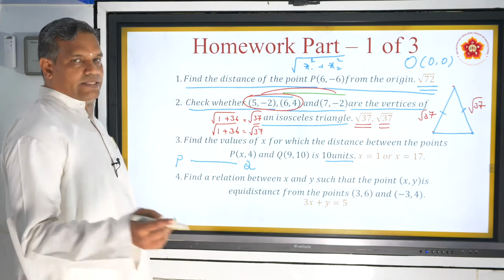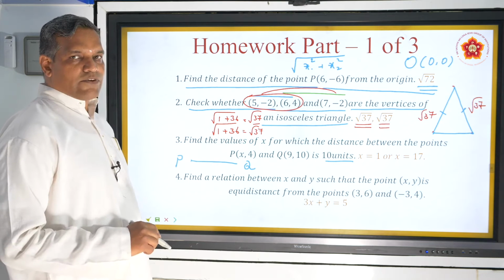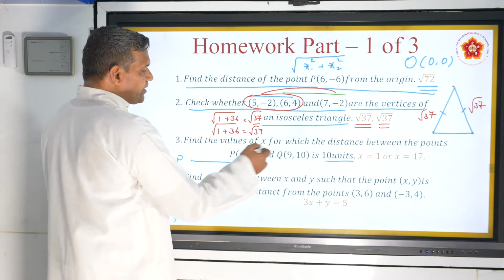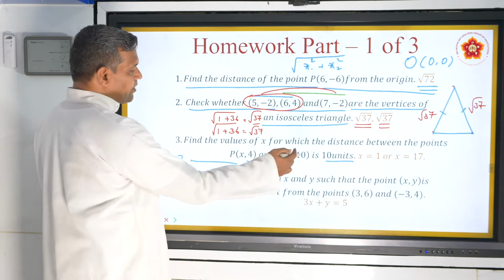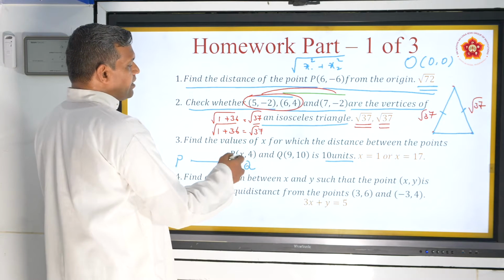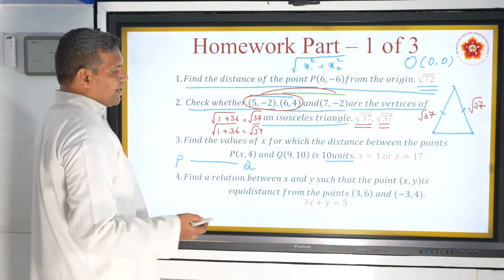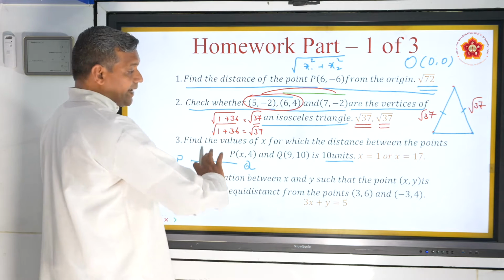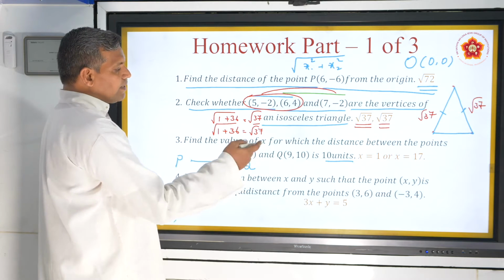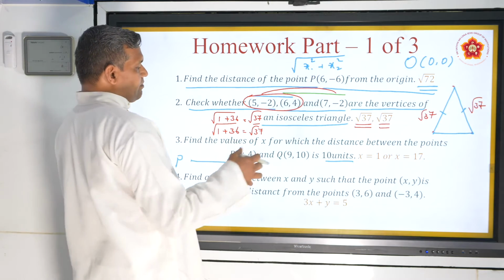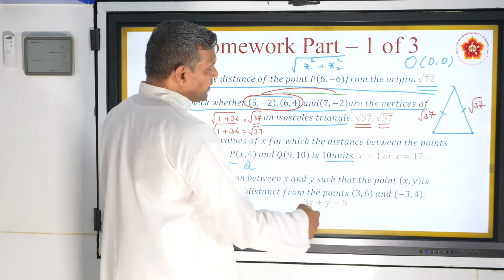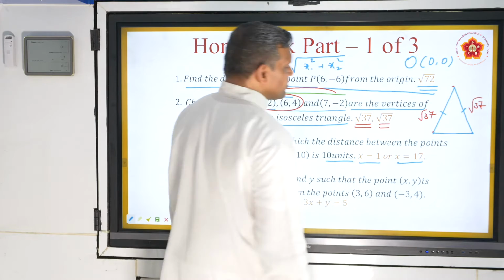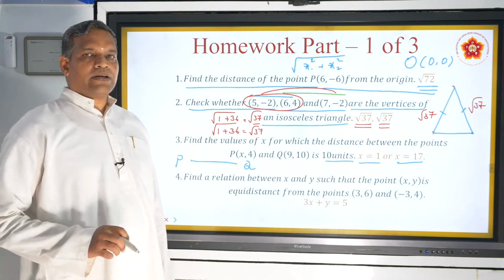What you have to do, I think I already solved one of the sums for you. Just look into this: 9 minus x whole square plus 10 minus 4 whole square. What is 10 minus 4 whole square? 6 square, that is 36, and then 9 minus x whole square I have to expand, that is equal to 10 square. 10 square is 100. Then transpose all the numbers to the other side and you get an x square term and an x term, a quadratic. After solving the quadratic you are going to get two answers: x is equal to either 1 or 17. Both of them are correct answers.